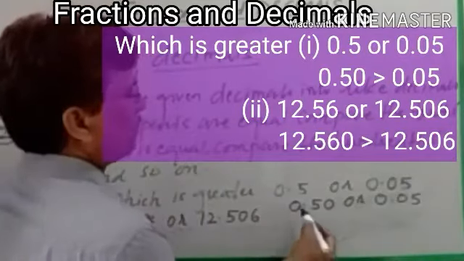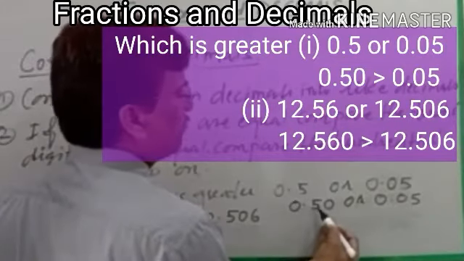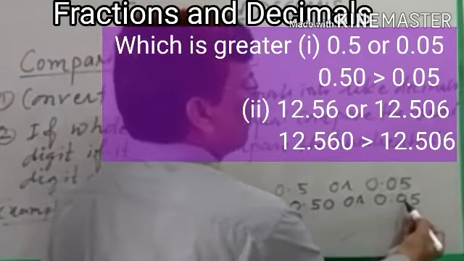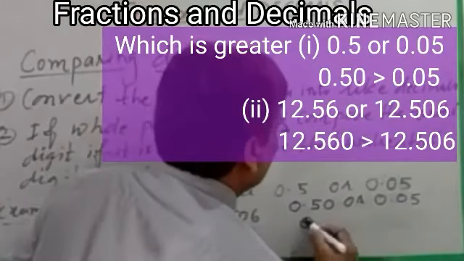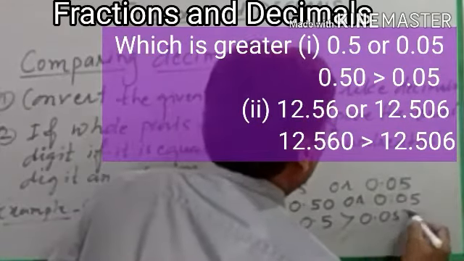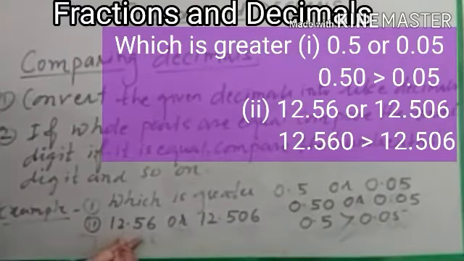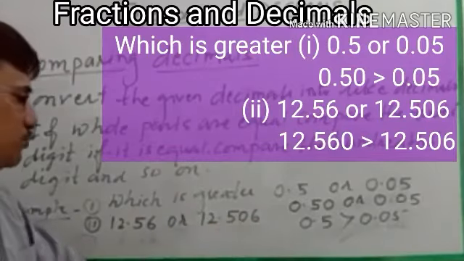Now we compare. 0 whole number is equal. After the decimal, first digit, tenths place: 5, and here tenths place: 0. 5 is greater than 0, so 0.5 is greater than 0.05. Okay?